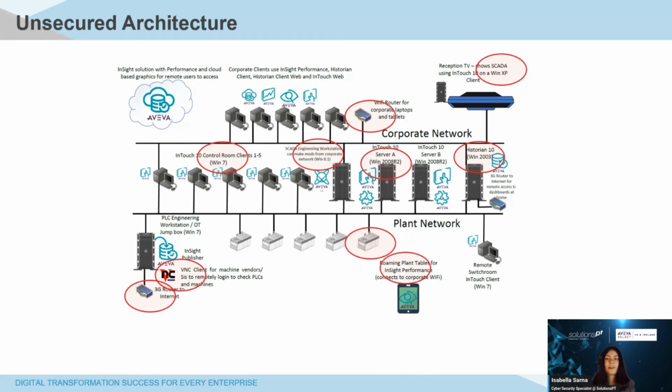There are unsecured Wi-Fi routers. The use of unsecured Wi-Fi routers for corporate laptops and tablets can make it easier for attackers to gain unauthorized access to the network. This can be resolved by using encryption and implementing security controls, for example, authentication.